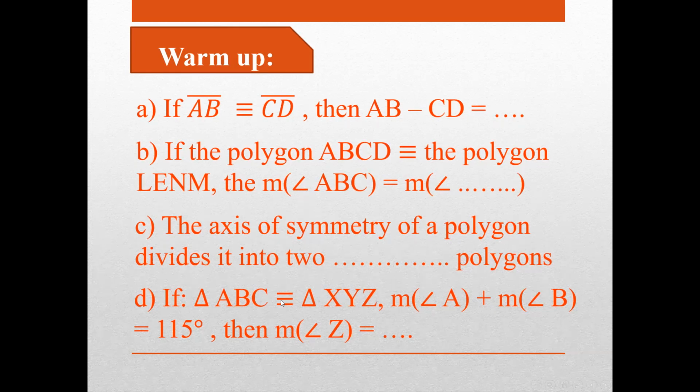And the two triangles are congruent. Triangle ABC is congruent to triangle XYZ. So angle C is congruent to angle Z, third letter and third letter. So if angle C is 65 degrees, then the measure of angle Z will also be 65 degrees.